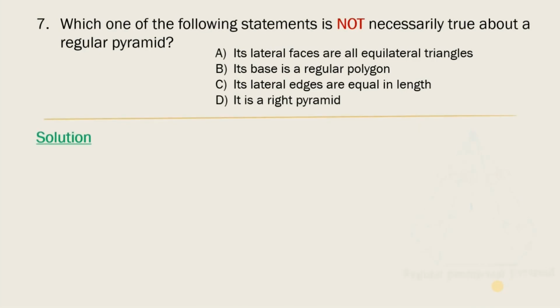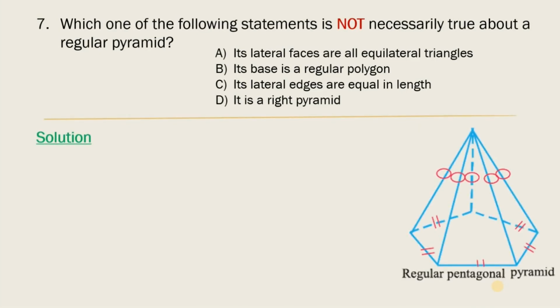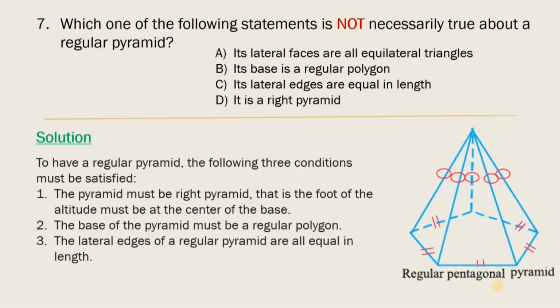Here's the solution. Look at this picture of a regular pentagonal pyramid. To have a regular pyramid, the following 3 conditions must be satisfied. The pyramid must be a right pyramid, that is, the foot of the altitude must be at the centre of the base. The base of the pyramid must be a regular polygon, and the lateral edges of the regular pyramid are all equal in length. So the answer is A, because all of the other possibilities are true.